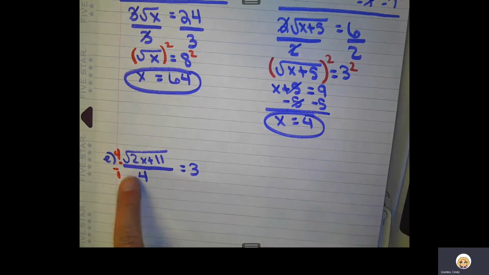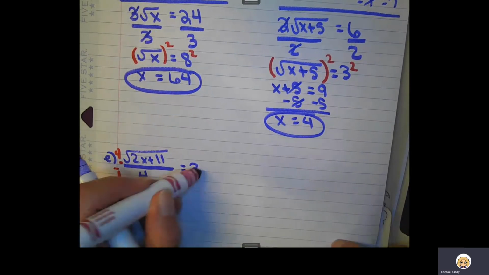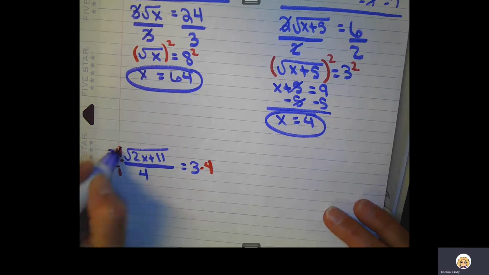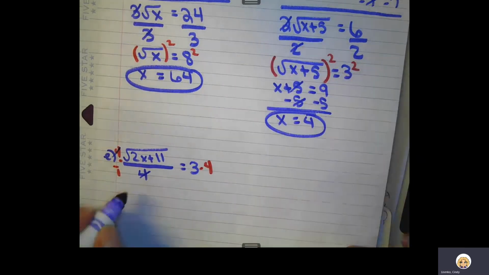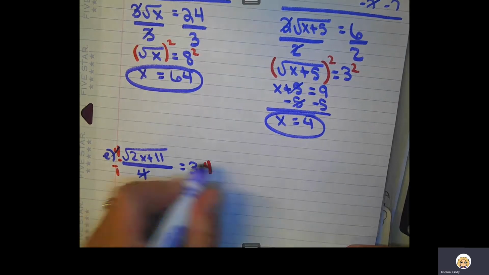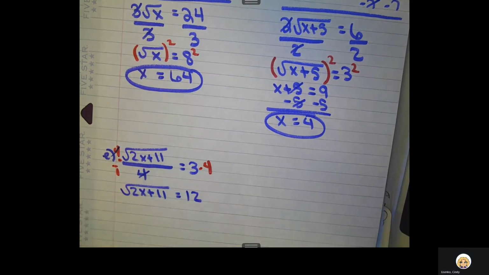So I put times 4 over 1 on the left, which means I have to multiply by 4 on the right. So I'm showing you all these different ways to get the radical alone. These 4's cancel out, so we're just left with the radical. So we have radical 2x plus 11 on the left. 3 times 4 is 12 on the right.